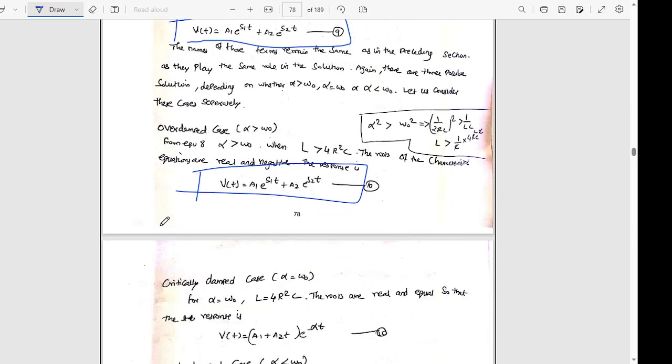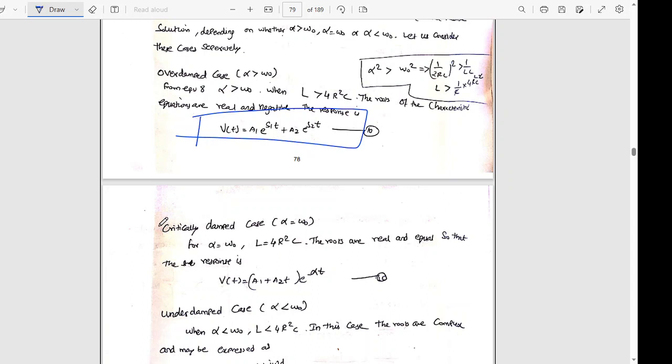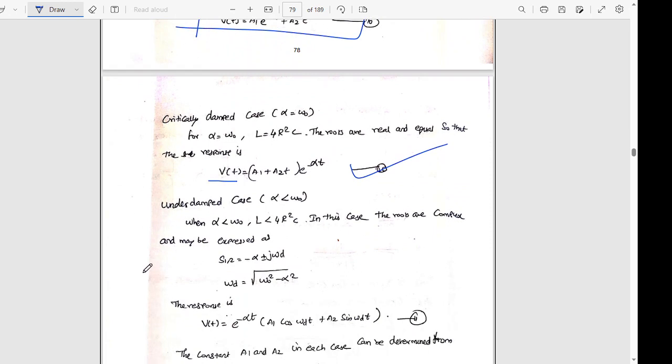Next, critically damped case, alpha will be equal to omega naught. In that case, I will be considering the same equation which we wrote for the current in series RLC. Instead of I of t, we have V of t. So V of t equal to A1 plus A2t times e power minus alpha t. So kindly refer the formulas and remember. It is not possible to remember all the formulas, so compare the formulas and remember based on the requirement.